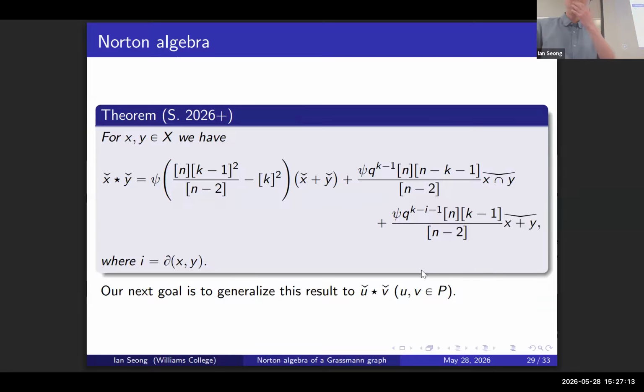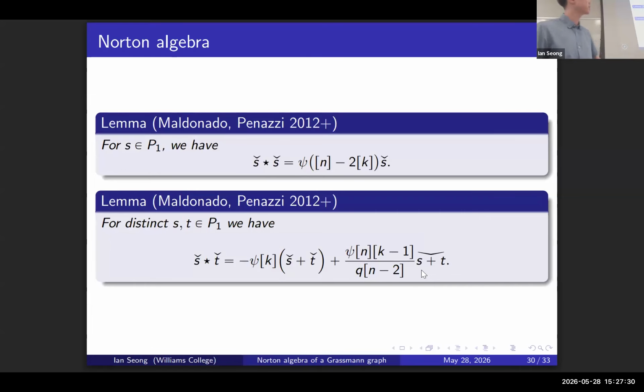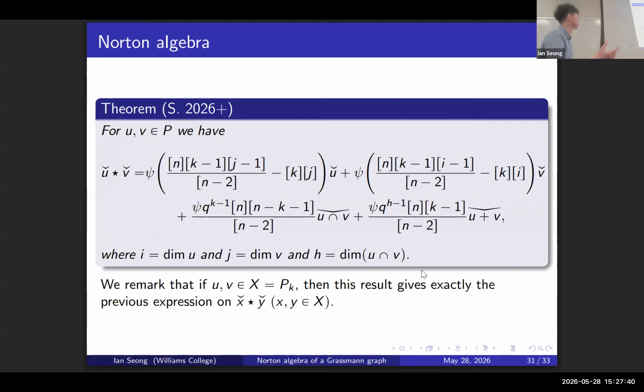Okay, now that is not super interesting, but what is interesting is we only looked at x check star y check. How can we generalize this to the overall projective geometry picture? If we grab u check star v check for any element in P, what is the Norton product going to look like? Here are some results that have been around in the past, about the Norton product between two elements in the one-dimensional subspaces. And here's the general version of it.